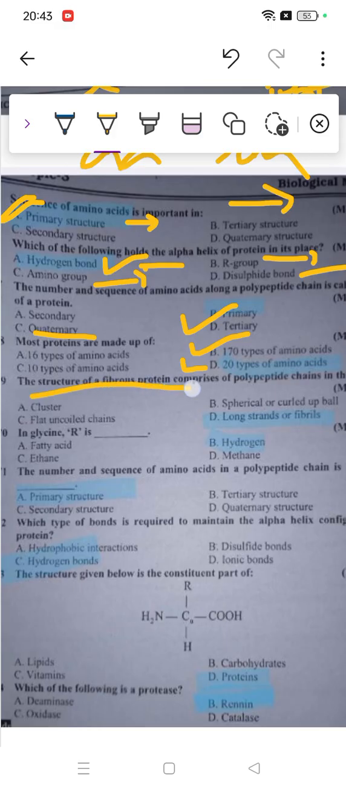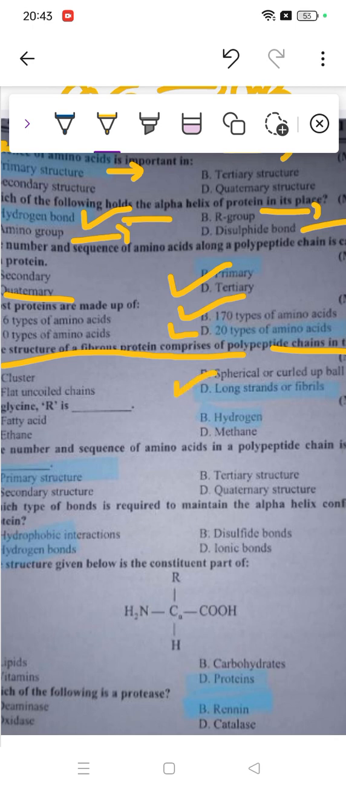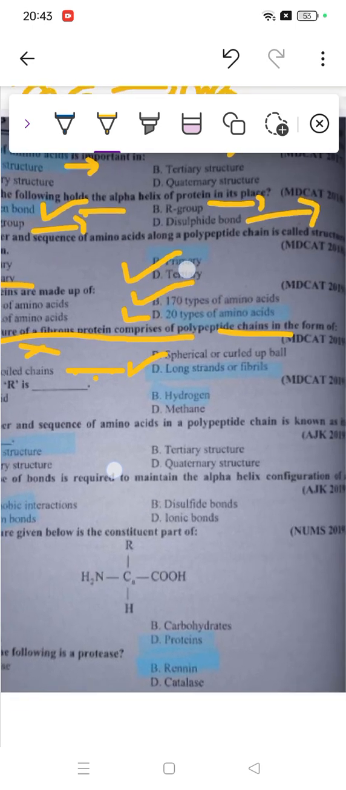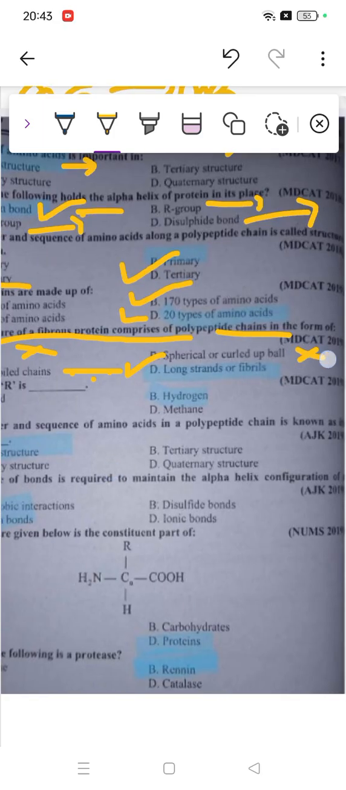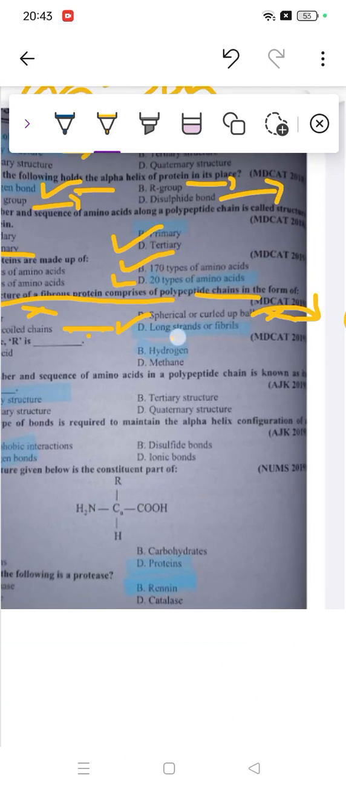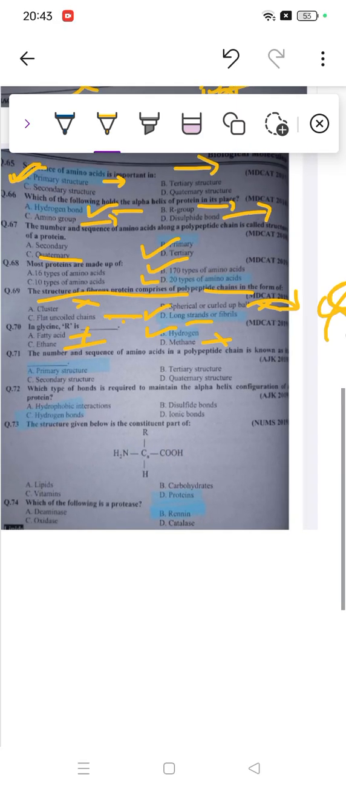The structure of fibrous protein comprises polypeptide chains in the form of long strands or fibrous structure, because a cluster cannot be flat like a sheet, nor spherical or a curled up ball. We know we have types like tertiary that make quite round structures, but still they make up long strands or fibril-like structure. And glycine R is for hydrogen, not for fatty acid, not for lipid like ethane, methane, hydrogen bond. The number and sequence of amino acid in polypeptide chain.